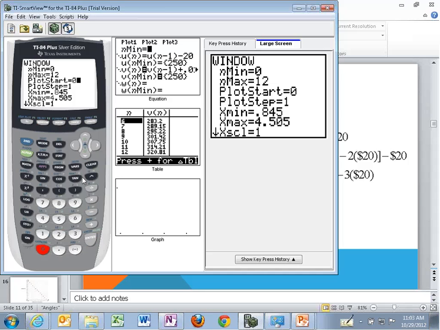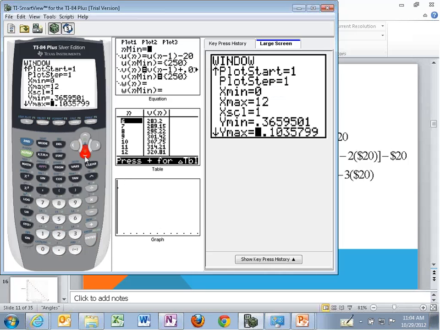Oops, sorry, I didn't need to change that. I'm going to leave that back to 1. I'm not quite used to this emulator. So I'm going to make my x-min 0, and my x max 12, since along the horizontal axis I have time. Scroll, keep going down, and now you can set your y window.